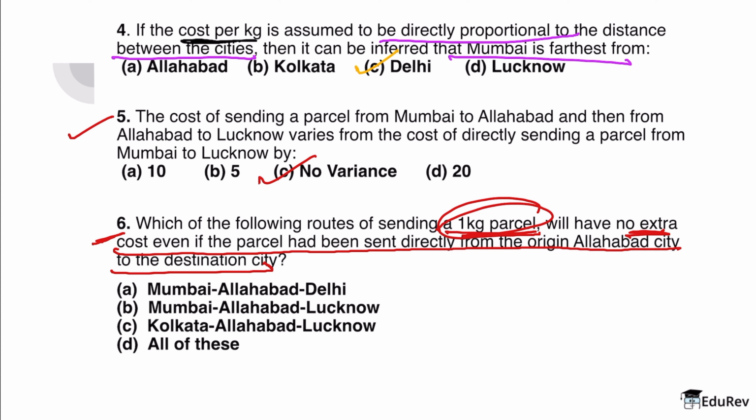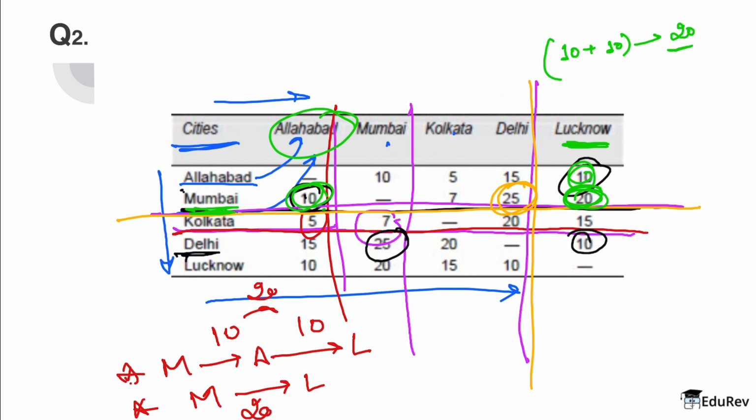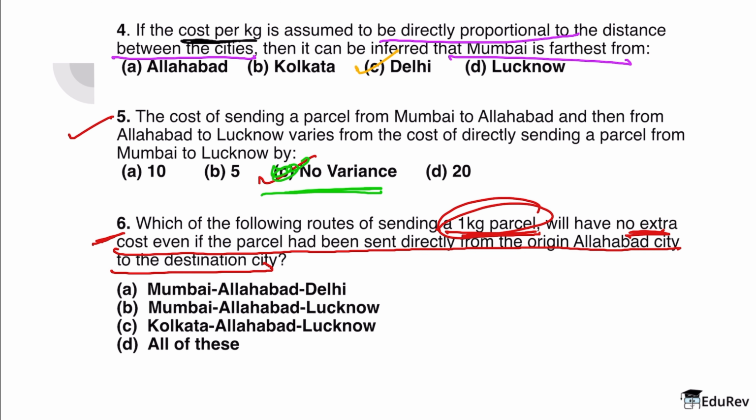Start with question number 6. We did question number 5. In question number 5, the cost of sending a parcel from Mumbai to Allahabad and then from Allahabad to Lucknow varies. Here basically we said no variance, but the answer was 20, right? Because here we calculated 20, so here we do not have to write no variance, we have to write 20. Now let's read question number 6. Which of the following routes of sending a 1 kg parcel will have no extra cost even if the parcel has been sent directly from the origin city to the destination city?